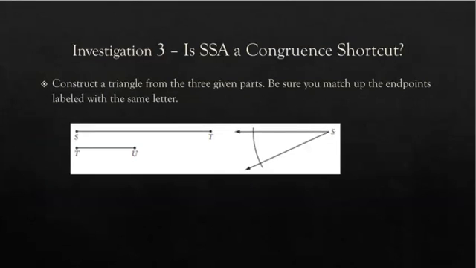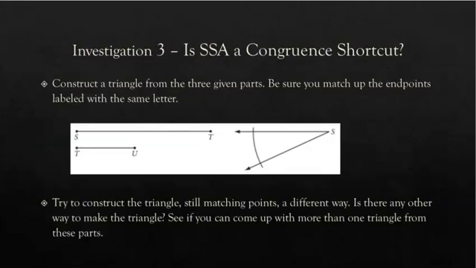Be sure you match up the endpoints labeled with the same letter. Try to construct the triangle still matching points a different way. Is there any other way to make the triangle? See if you can come up with more than one triangle from these parts. Again, if you can come up with more than one, it is not a congruence shortcut because we could be making different triangles.